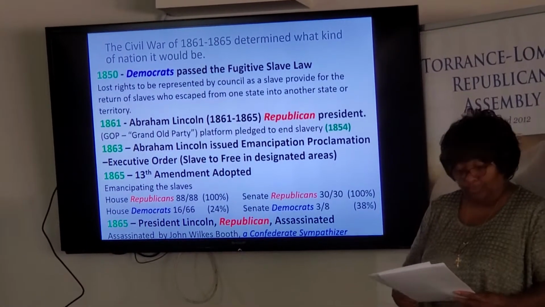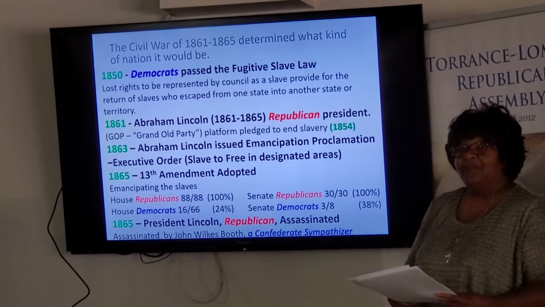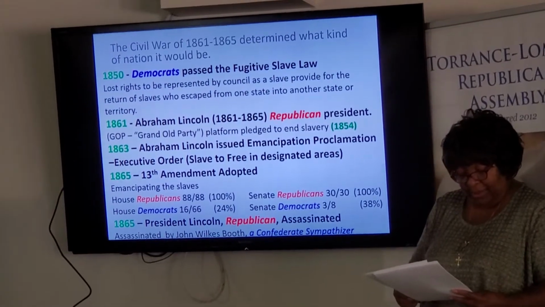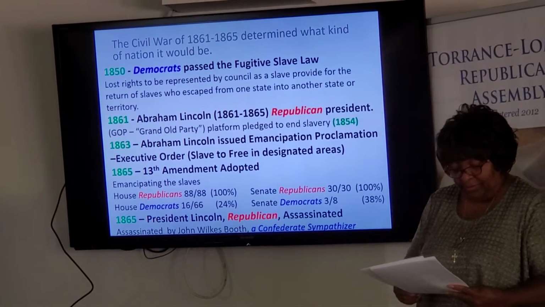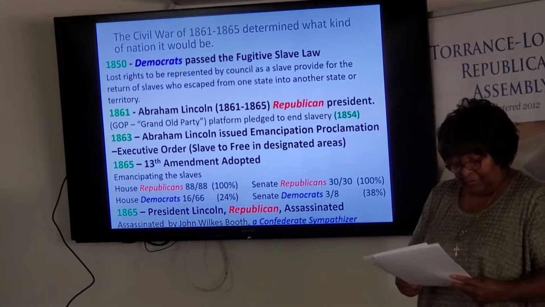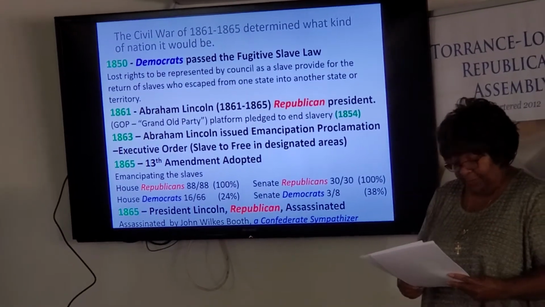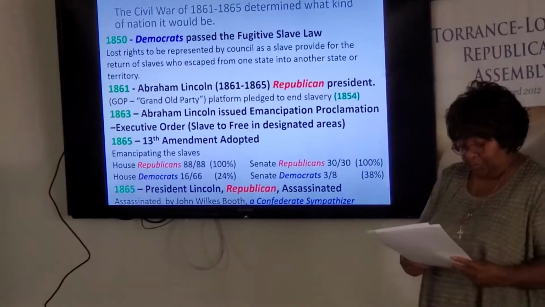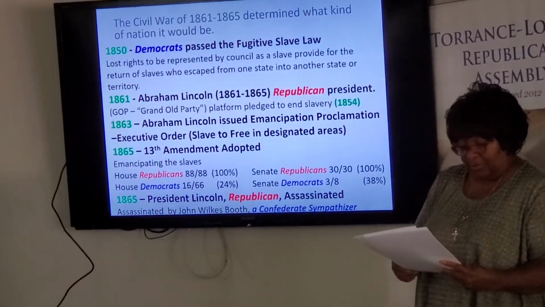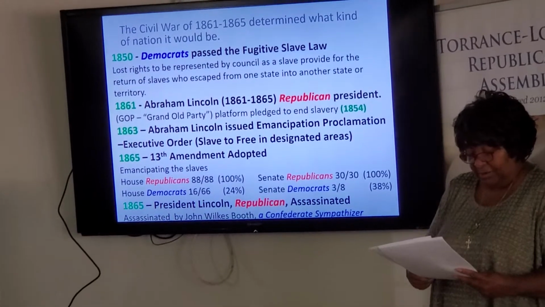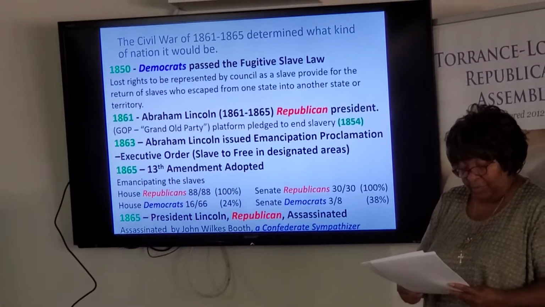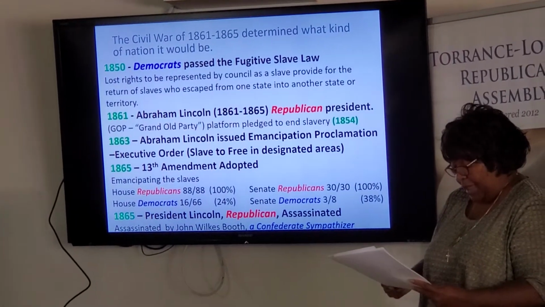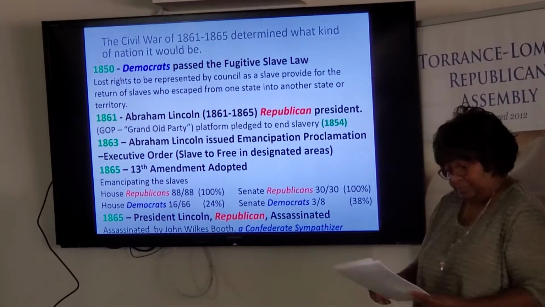In that time, Republicans also passed, in 1865, the 13th Amendment, okay? You can see that in the House the Republicans voted 100%, and the Democrats voted 24%. And then you see from the Senate, Republicans voted 100%, and Democrats voted 38%. President Lincoln, a Republican, was assassinated by John Wilkes Booth, a Confederate sympathizer.